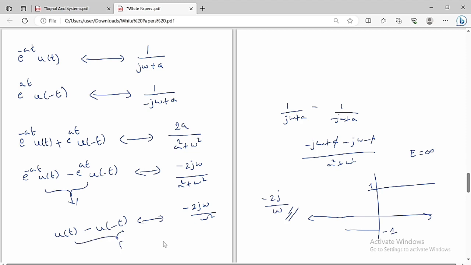So this is a power signal. For this, we got the Fourier transform. For omega equal to 0, the Fourier transform is equal to infinity.